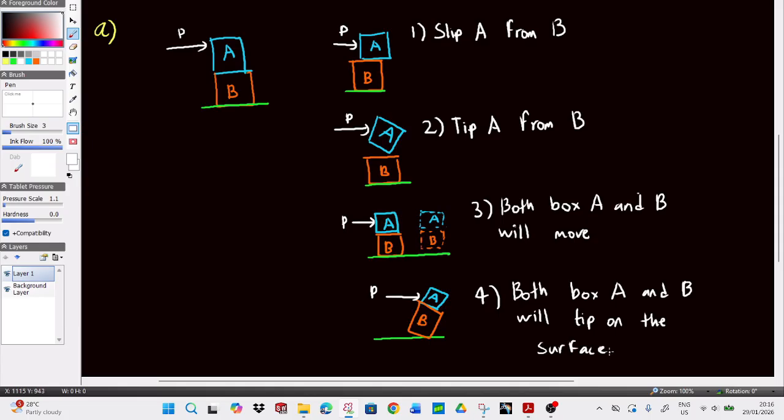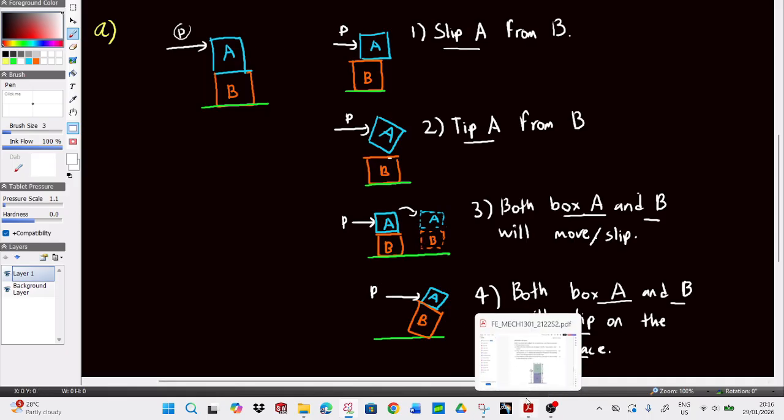Again, these are the four possibilities. Either A would slip from B, meaning A would move on B. Either A would be tipped off from box B, or both box A and B will move or slip from the surface, as you can see, it moves from here to there. Or the force is large enough to cause both box A and B to tip on the surface. These are the four possibilities that are likely to happen if force P is large enough to cause one of these things.